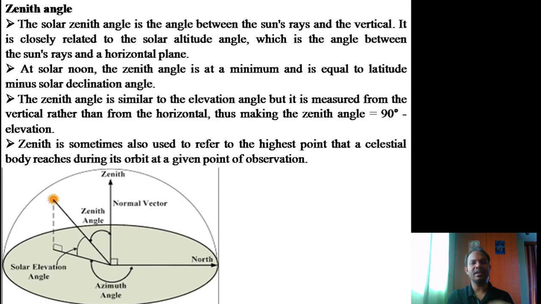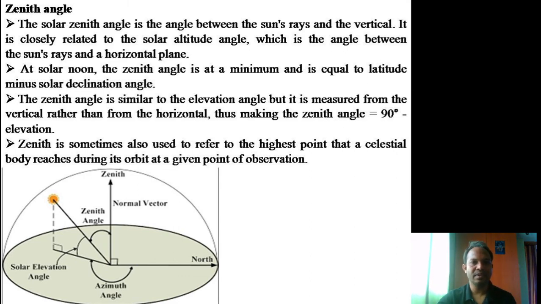The solar zenith angle is the angle between the sun's rays and the vertical. It is closely related to the solar altitude angle, which is the angle between the sun's rays and the horizontal plane. Now by this sketch, you can define the altitude angle as well as the zenith angle. If the solar radiations are falling onto the earth's surface like this, the angle the radiations make with the horizontal plane is the altitude angle. The angle they make with a vertical plane is the zenith angle.